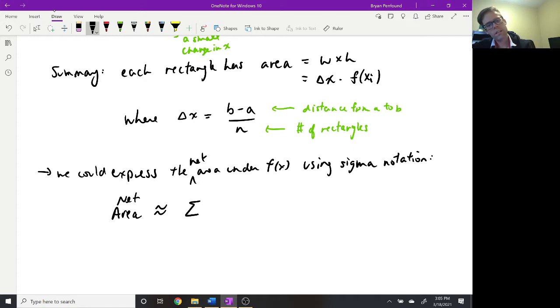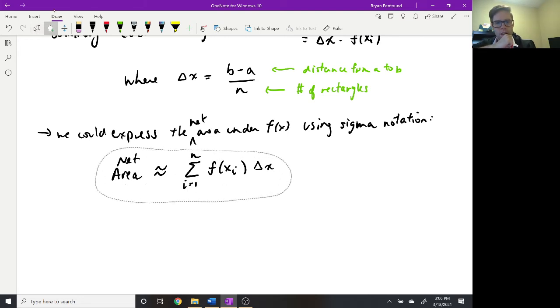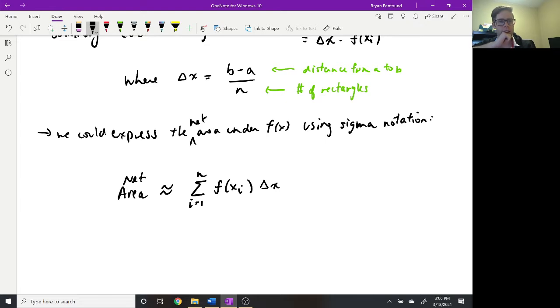Okay, so our net area is the sum of a bunch of different rectangles of height f of xi star and width delta x, and i is going to range from 1 to n. So our index is going to range through the number of rectangles that we have. In other words, we want an upper bound of n, because for this particular area we have n rectangles that we're using to approximate the net area between the x-axis and f of x. So that's the big idea.